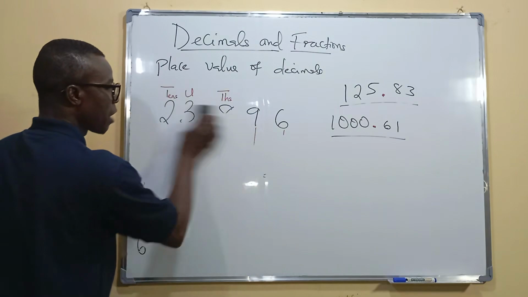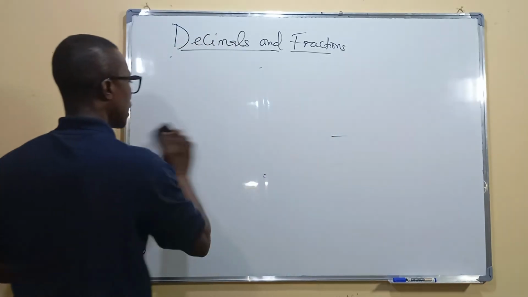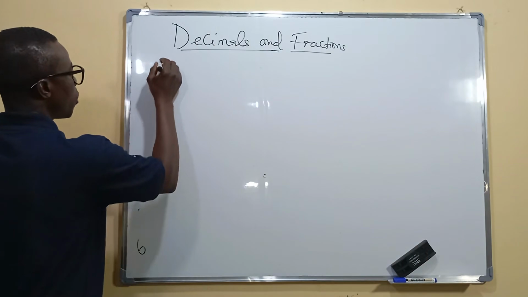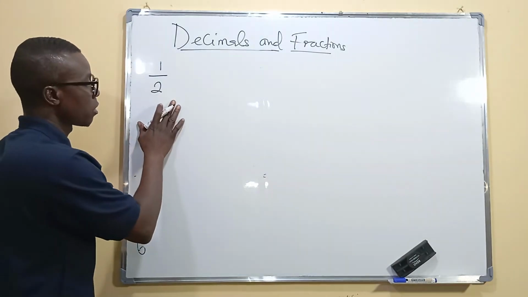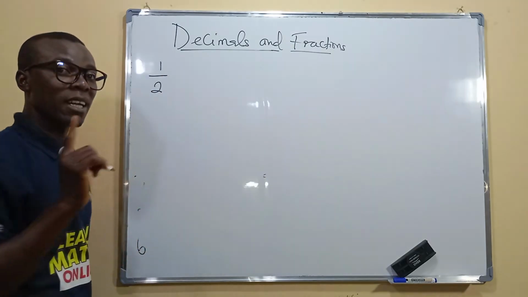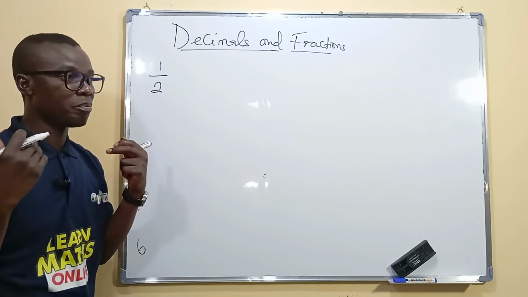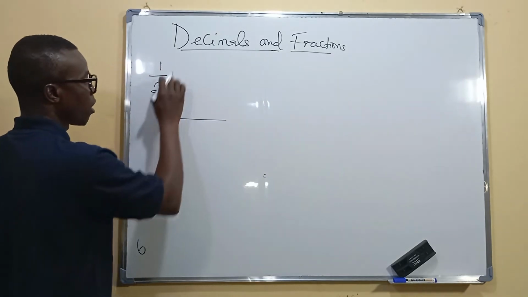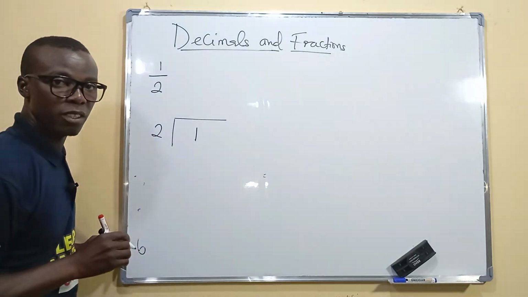So let me give you an example. Let's say we have this number 1/2. Now this is a fraction. How can we change this to a decimal? Now we have to bring in our knowledge of division. So I'm going to have something like this. This is 1/2, which is the same as saying 1 divided by 2.